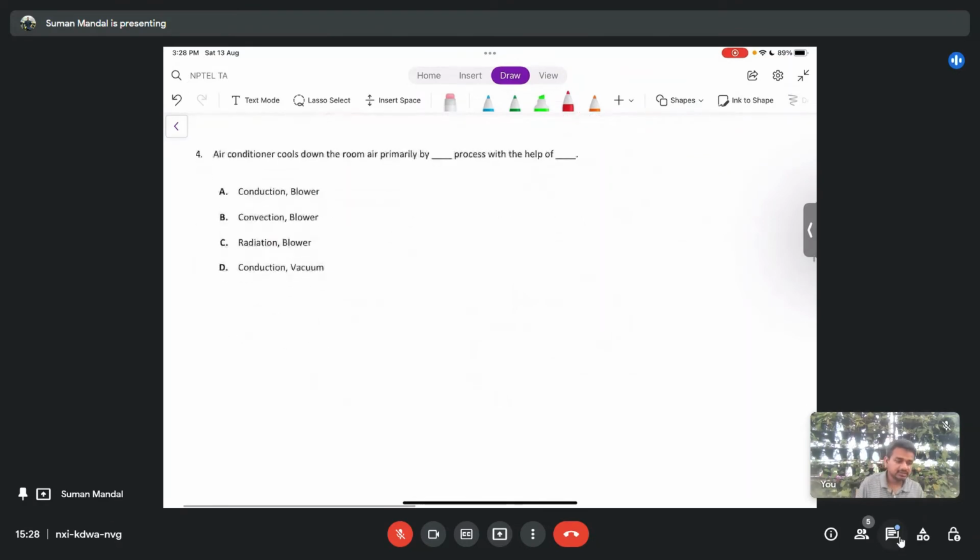Now if you have an air conditioner in a room, what is the process of cooling the room down? Is it conduction by blower, convection by blower, radiation by blower, or conduction by vacuum? A blower is basically a fan. You can think of it as a fan. So how is the room cooled down when you have an air conditioner in the room? Yes, it is convection by blower.